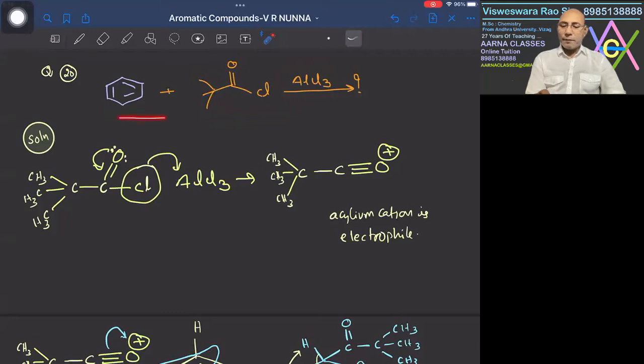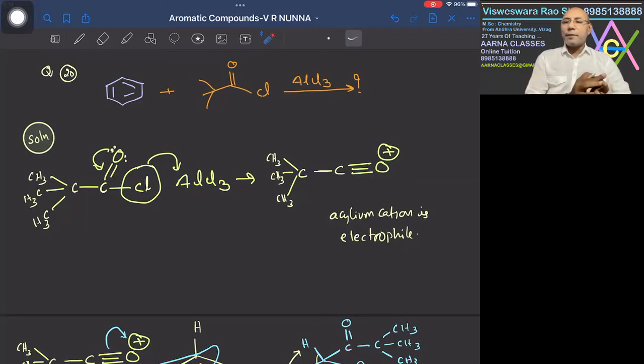So in this Friedel-Crafts acylation, what is the expected product? What is the actual product? What is the major product? If I give this question to you, what to write? What product you write in the examination? First of all, I am doing what I know.